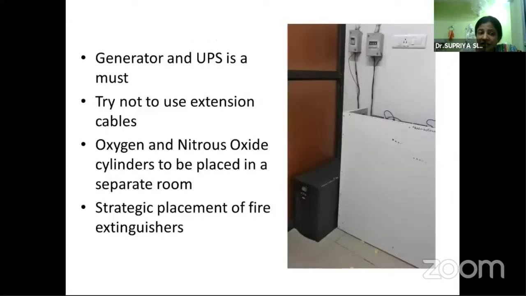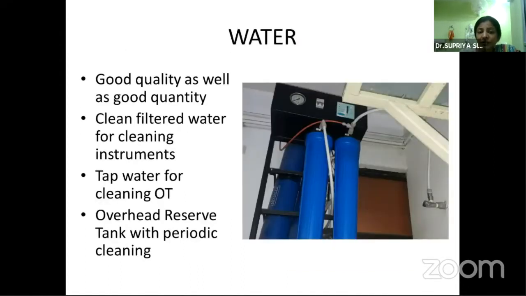Always keep a provision of generator in case of power failure, and where power failure is a frequent phenomenon, then it is worthwhile to attach the machinery to the UPS. Always try not to use the extension cables. Oxygen and nitrous oxide cylinders must be placed in a separate room with easy access, and fire extinguishers should be placed at strategic points. Clean filtered water can be used for cleaning instruments as well as for scrubbing of hands, while ordinary tap water can be used for cleaning OR. There should be a separate overhead tank for operation theatre which should be cleaned periodically.